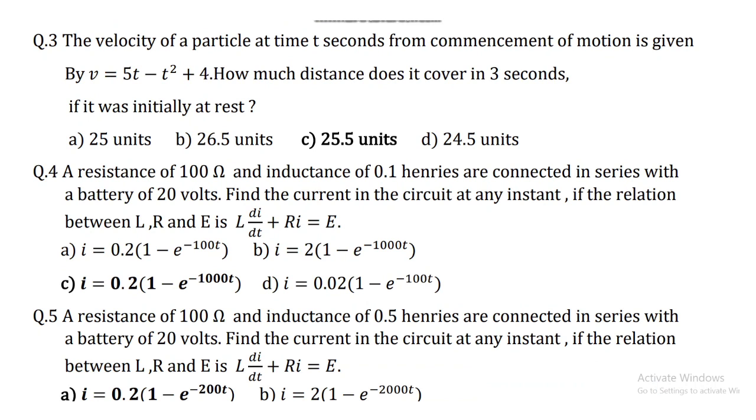Question number 4 is, a resistance of 100 ohm and inductance of 0.1 henries are connected in series with a battery of 20 volts. Find the current in the circuit at any instant, if the relation between L, R and E is L di upon dt plus Ri is equal to E, and the answer is current i is equal to 0.2 into (1 minus e raised to minus 1000 t).